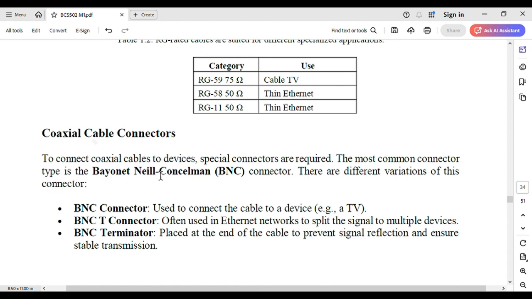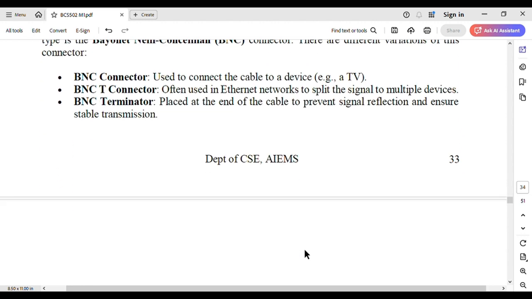As previously told, this coaxial cable also has connectors. To connect a coaxial cable to devices, special connectors are required. The most common connector type is the Bayonet Neill-Concelman, shortly known as the BNC connector. There are different variations of these connectors. BNC connector is used to connect the cable to a device. BNC T connector is often used in Ethernet networks to split the signal to multiple devices. BNC terminator is placed at the end of a cable to prevent signal reflection and ensure stable transmission.